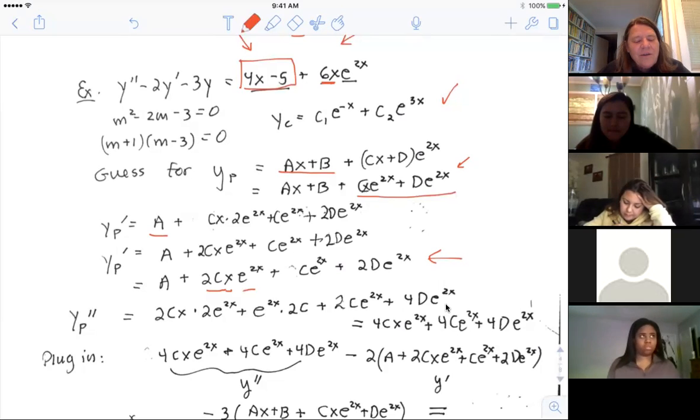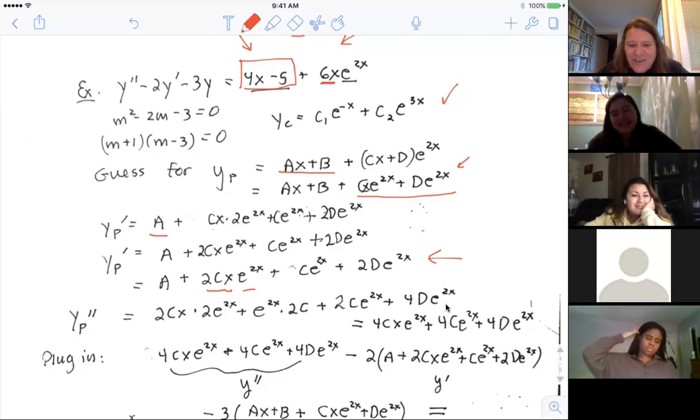This is why I only teach DE about every third year, because I think when I'm grading these papers from you guys, I'm going to go blind, all right, because there's a lot of stuff to check.